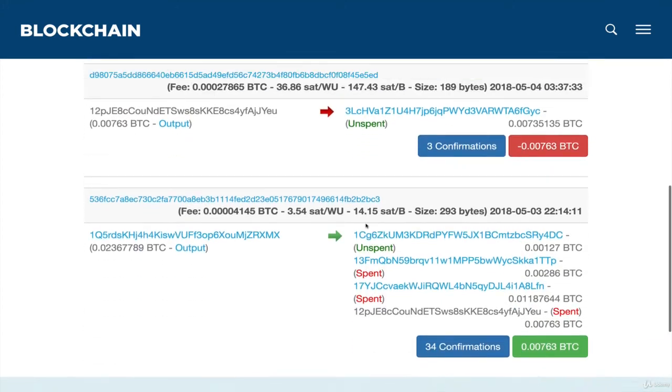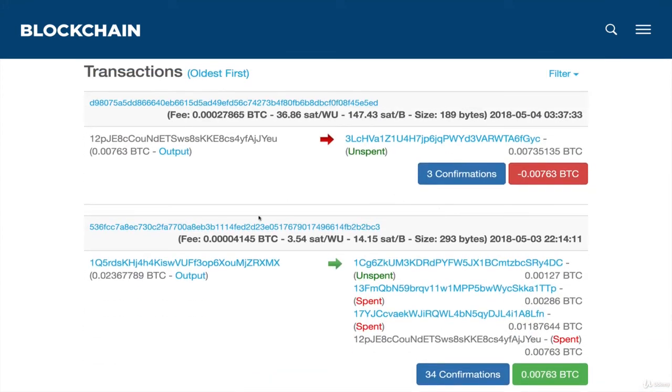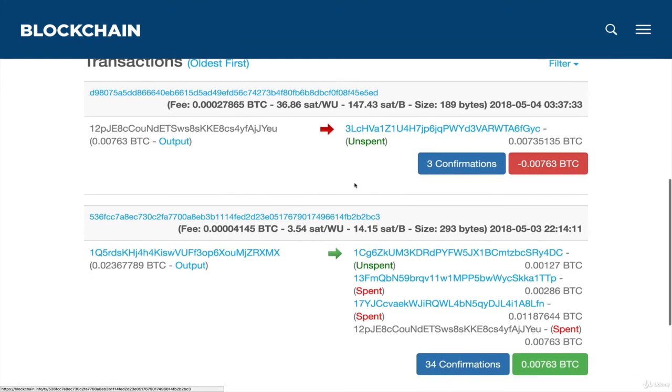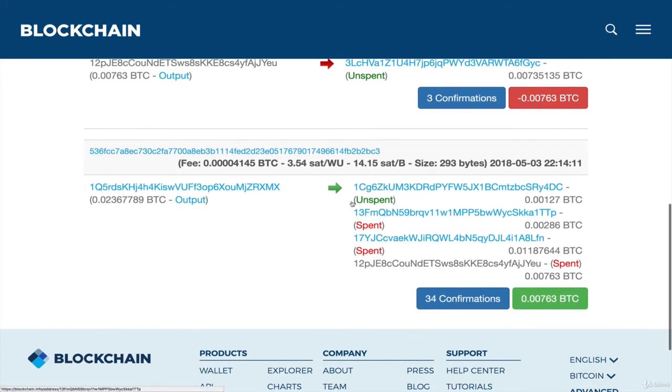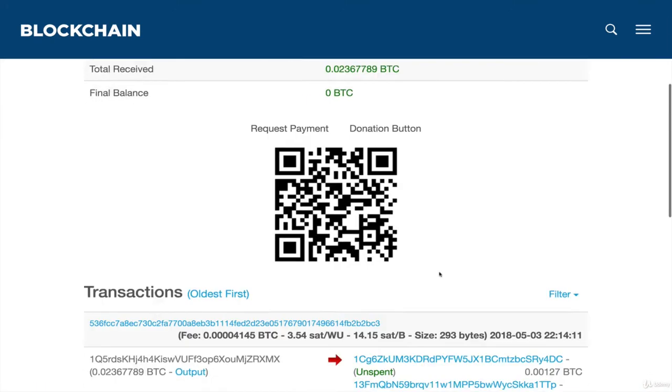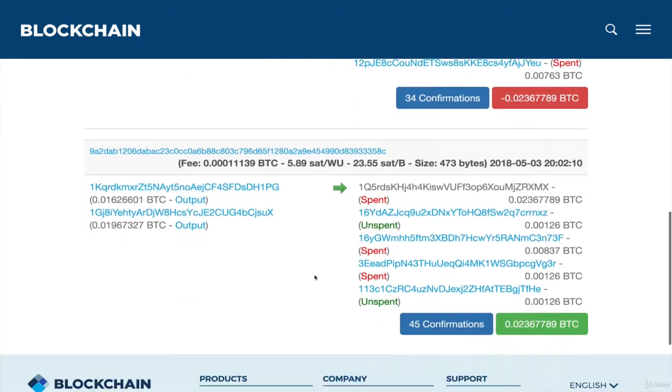So if we scroll down, we can see on this address, so this is the outgoing, right? That's the transaction we were just looking at on top. And then here is where it came from, right? Click that guy. And now we're back at the address that it came from. Scroll down. We can do the same thing. And we can keep going back in time, back and back and back.